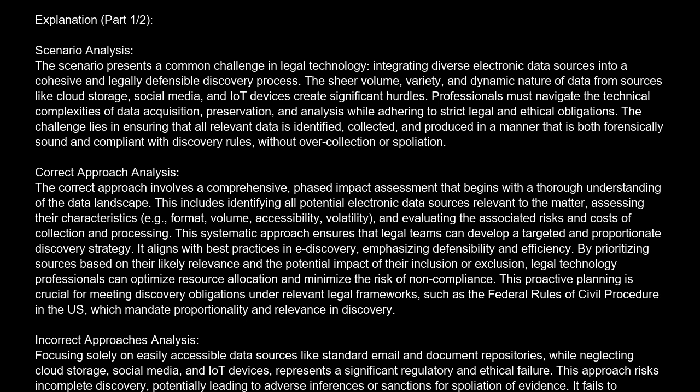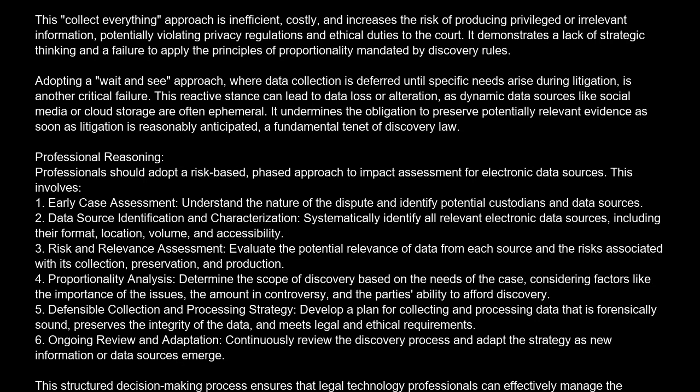Prioritizing the collection of all data from every identified source without a prior assessment of relevance or proportionality is also professionally unacceptable. This collect-everything approach is inefficient, costly, and increases the risk of producing privileged or irrelevant information, potentially violating privacy regulations and ethical duties to the court. It demonstrates a lack of strategic thinking and a failure to apply the principles of proportionality mandated by discovery rules.